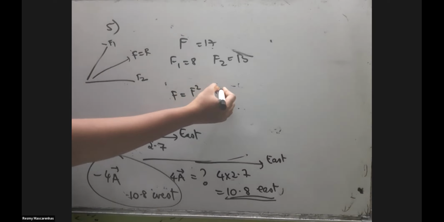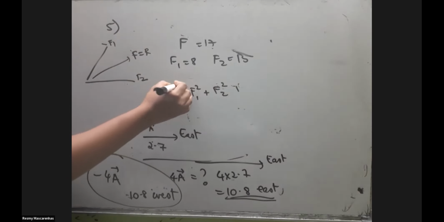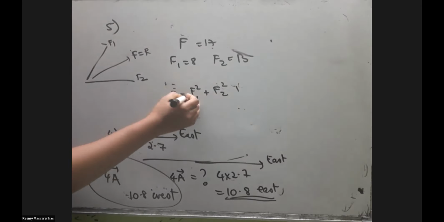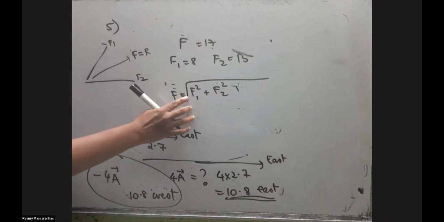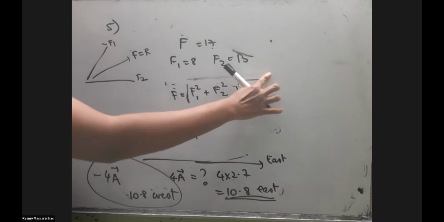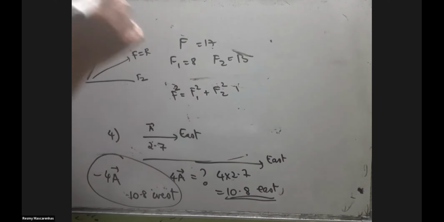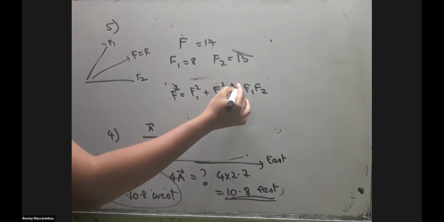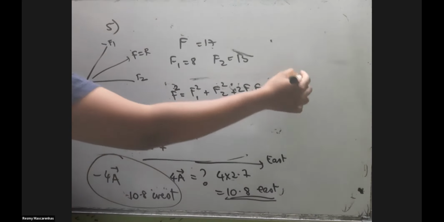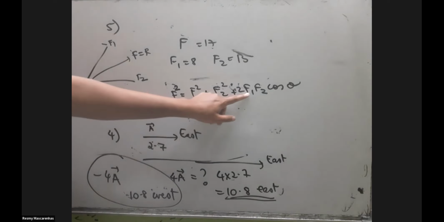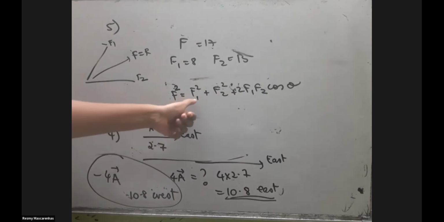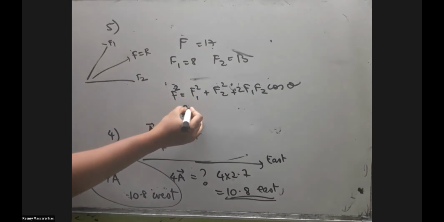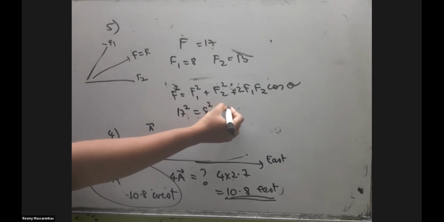F1 square plus F2 square. This is also square. If you are not using square here, then the root comes here. I don't prefer writing root like this, because anyways you have to square again. So instead of writing that root in the formula, I directly write this as square. F1 square plus F2 square plus 2 F1 F2 cos theta. This is the formula. I've just modified the letters. Instead of A and B, I've used F1 and F2. Now directly substitute. The main F is 17. This is 8 square. This is 15 square.